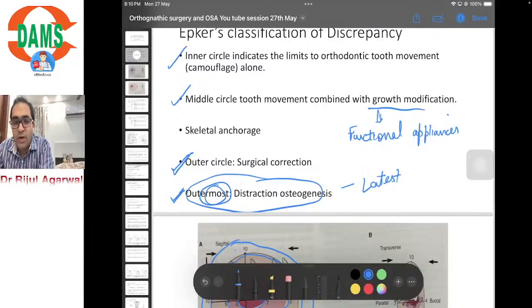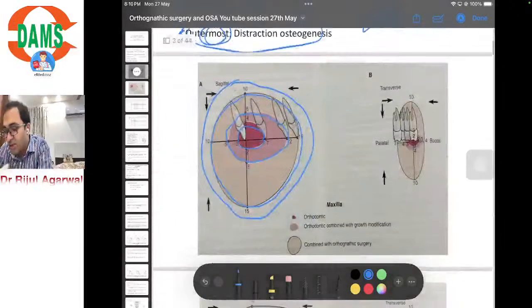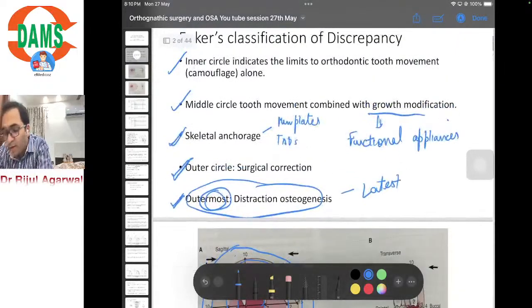Moving ahead, another concept, that is the skeletal anchorage. The skeletal anchorage includes mini plates and TADs. This circle would be beyond the middlemost and before the surgical correction, so it comes in between these two. This is again a newer thing, that is the movements which can be carried out by skeletal anchorage, that is, the use of mini plates and TADs. There is a chance they can ask you in the next exam. So the skeletal anchorage comes between the middle and the outer circle.